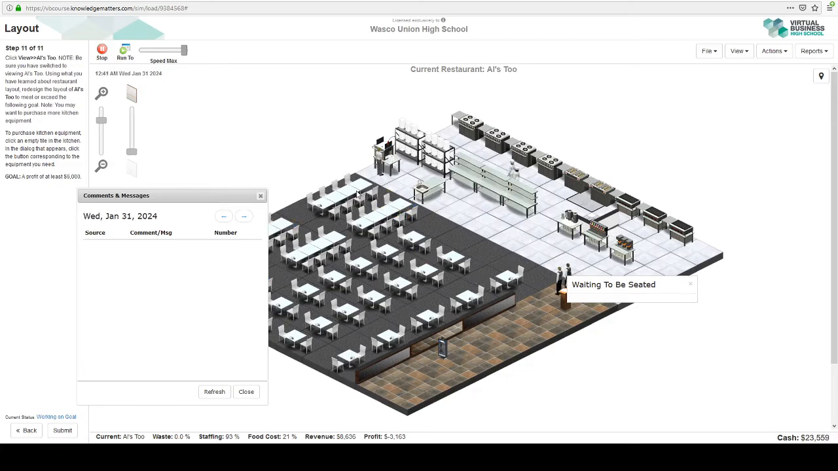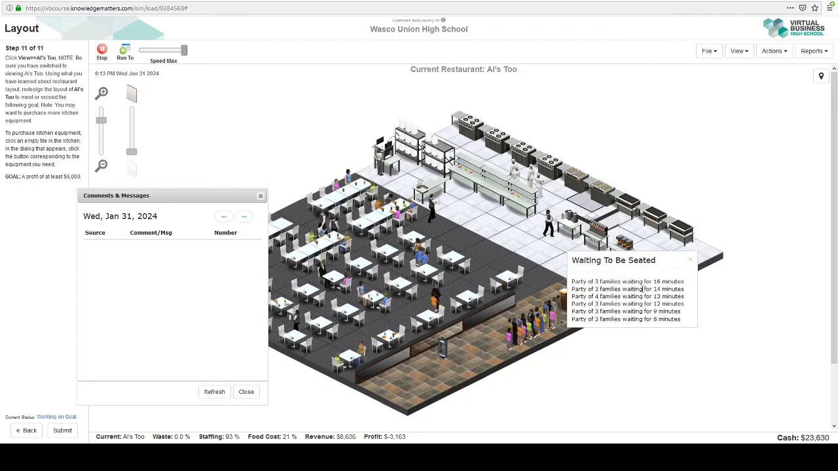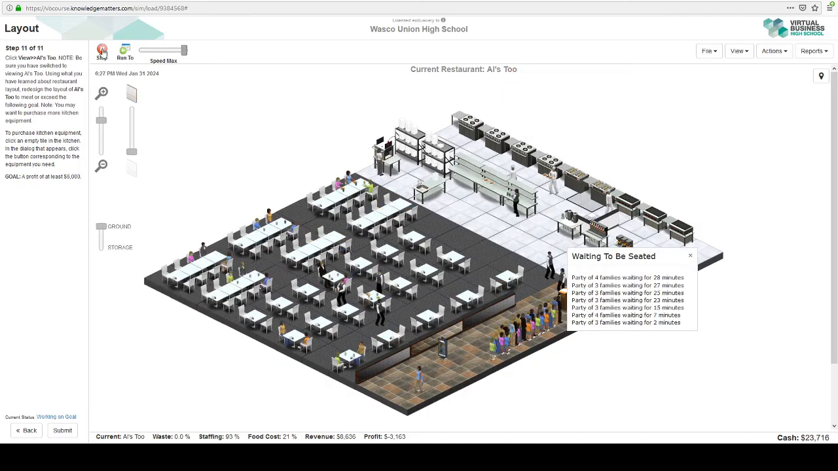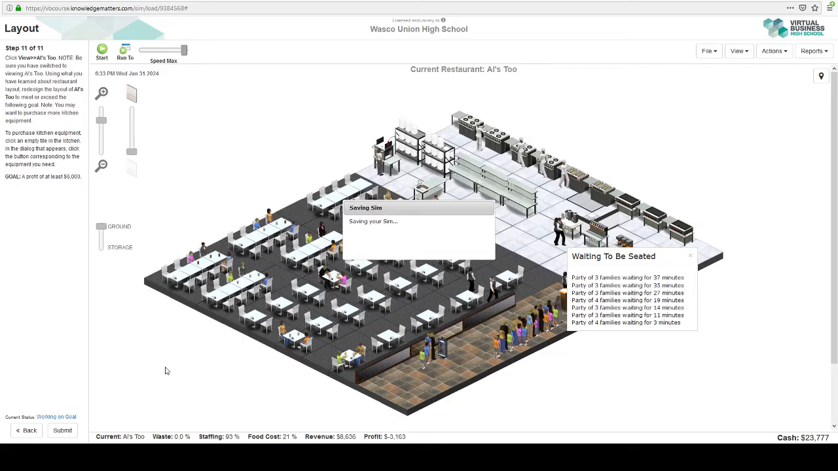Just eyeballing this, I can see that I have tables of 8, I have tables of 2. I don't have any tables of 4. Oh, there we go. Let's pause this. Parties of 3 and 4. So this is the issue. We need some tables for 4. And I don't even see anybody utilizing these giant tables anyway.